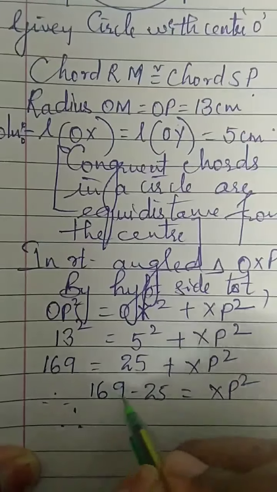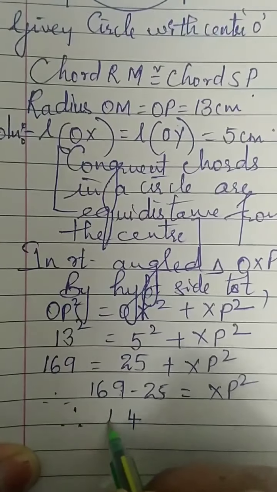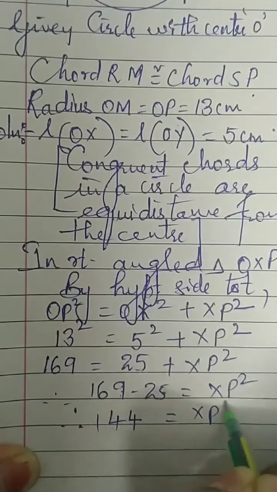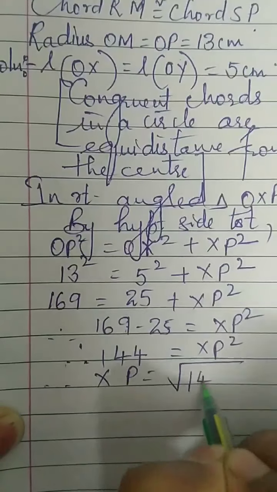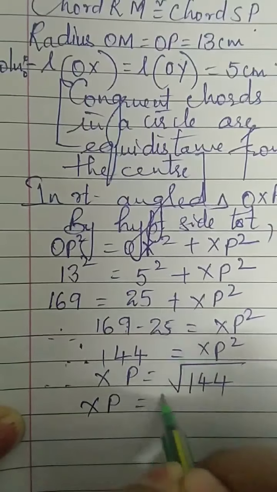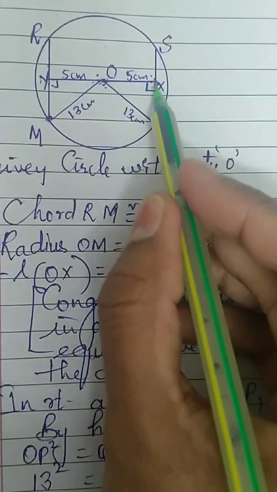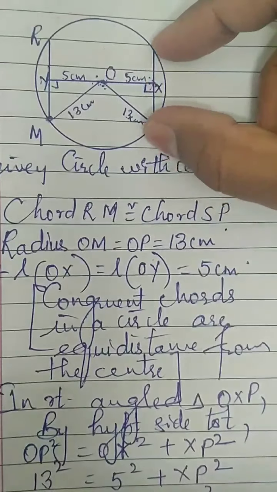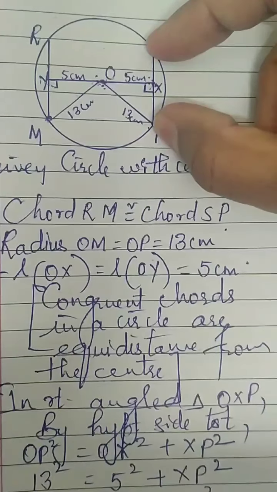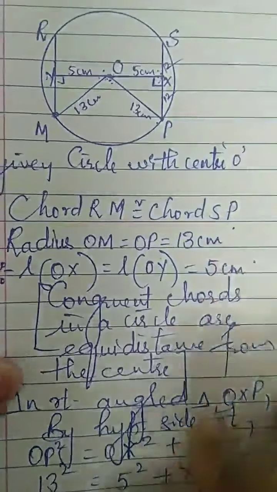169 minus 25 will give you 144. Therefore XP square is 144, so XP is equal to square root of 144, that is 12 centimeter. You got XP is equal to 12 centimeter. If this much is 12 centimeter, how much will be the full chord? The full chord will be 12 plus 12, that is 24.